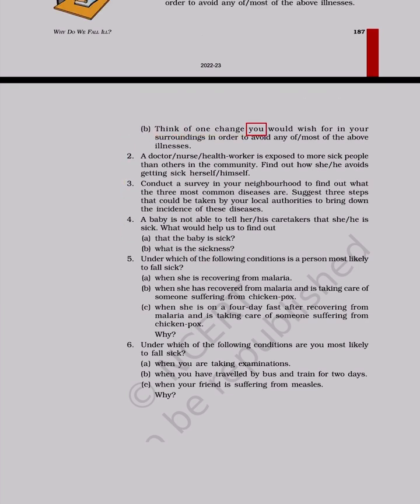B. Think of one change you would wish for in your surroundings in order to avoid any or most of the above illnesses. 2. A doctor, nurse, or health worker is exposed to more sick people than others in the community. Find out how he or she avoids getting sick. 3. Conduct a survey in your neighborhood to find out what the 3 most common diseases are. Suggest 3 steps that could be taken by your local authorities to bring down the incidence of these diseases.